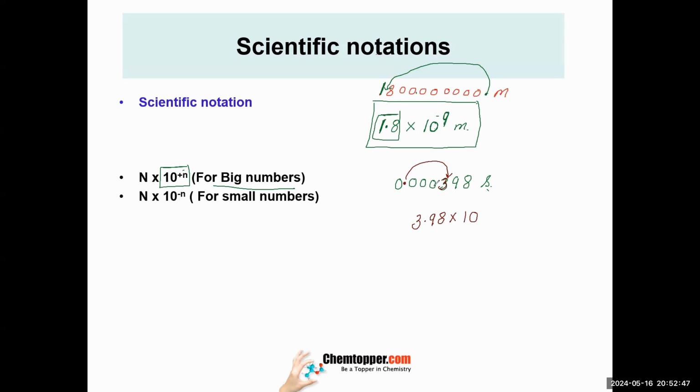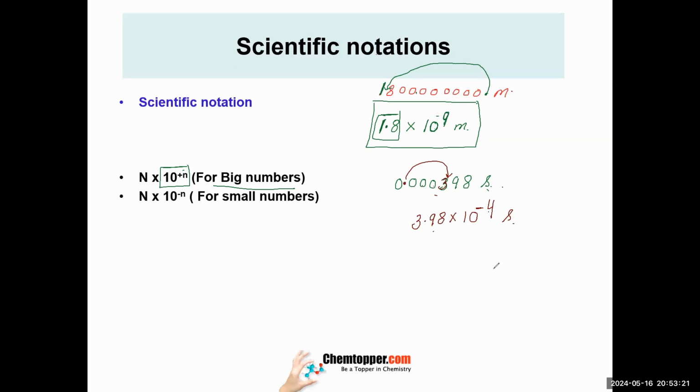3.98 times. Now, how many places have you moved the decimal? To the right side. See, the decimal is shifting to the right. You are making a very small number into a big number. So 1, 2, 3, 4. So I'm going to take this power as negative because it's a small number. So the exponent should be negative. This is called scientific notation, representation of a very big number or very small number.